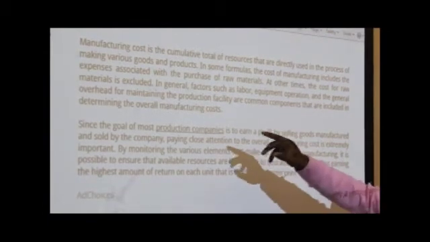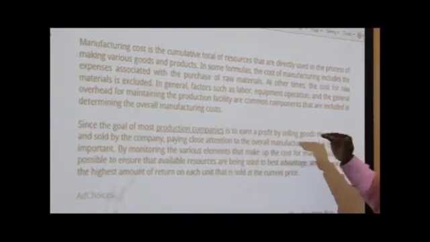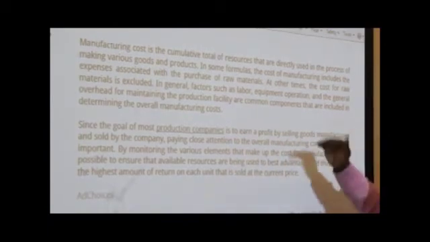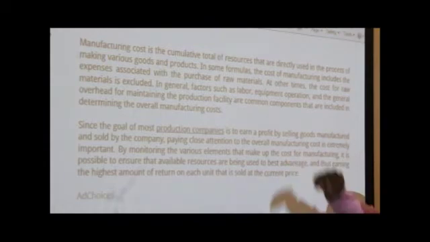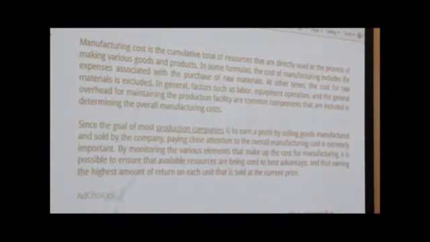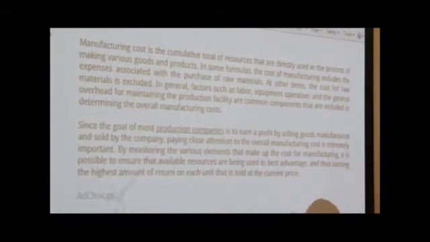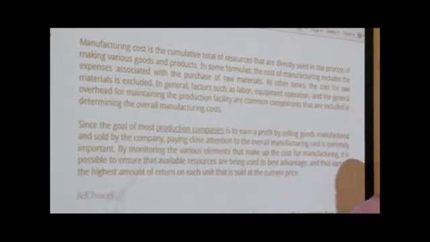Now, the general overhead for maintaining the production facility are common components that are included in terms of overall manufacturing costs. The overhead for maintaining, I don't even need to explain that. That is simple. What is it? What is the overhead? How much does it overall cost to maintain this production? What is your daily? What is your weekly? What is your monthly? And what is your yearly?